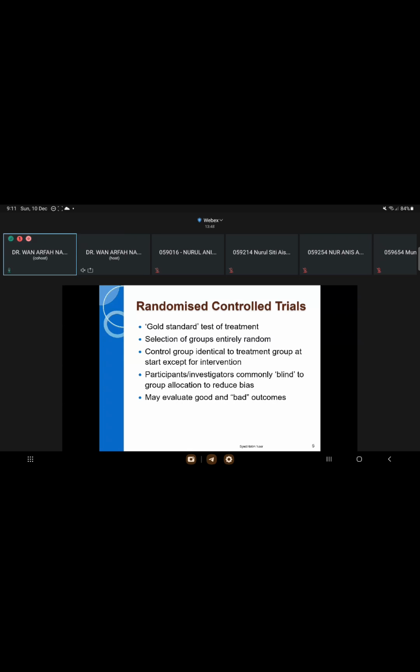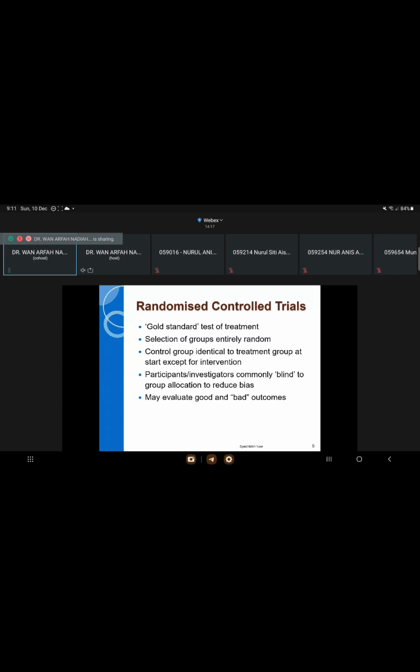Usually when we perform the statistical test, we will make sure that they are identical between these two groups. What is the difference? The difference is the treatment itself, because the control group may receive the current drug, and the treatment group will receive the new drug. Participants or investigators are commonly blinded. This is the one that I talked about just now, about the blinding.